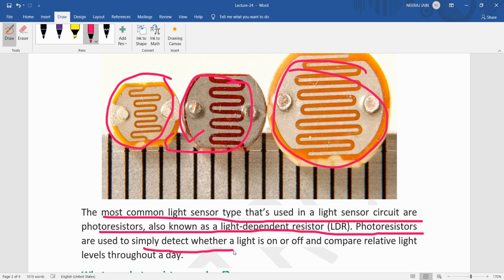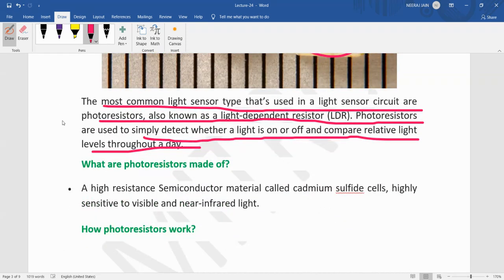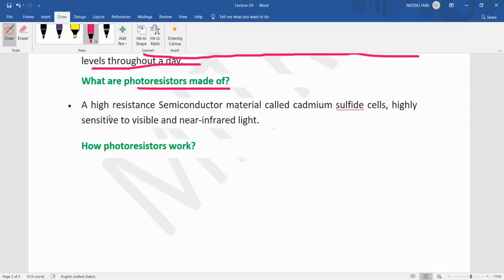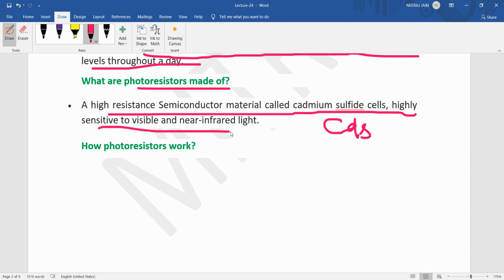Photoresistors are used to simply detect whether a light is on or off and compare relative light level throughout the day. The material used for the LDR is a high resistance semiconductor material called cadmium sulfide cell, CdS. Highly sensitive to visible and near infrared light, it can be used as a material of the photoresistors.